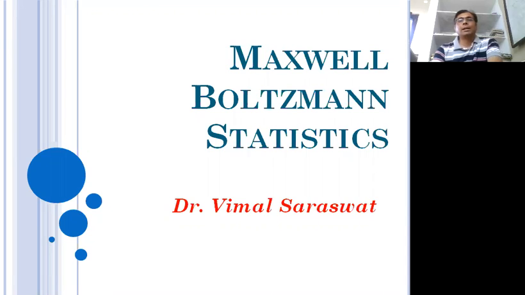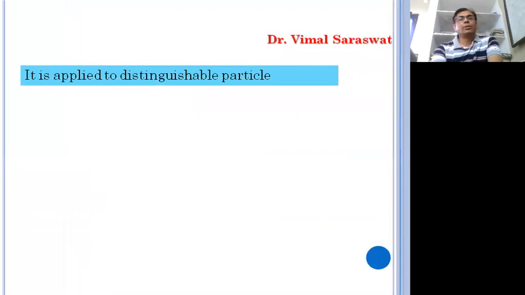This is actually classical statistics in which particles are distinguishable and there is no limit on the number of particles in any energy level. So it is applied to distinguishable particles, and the conditions are that particles are distinguishable from each other.